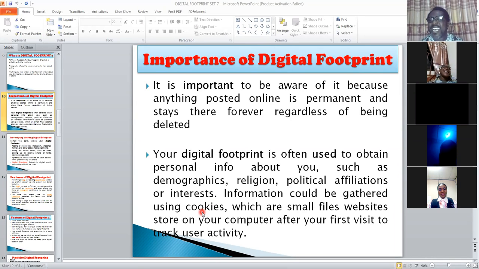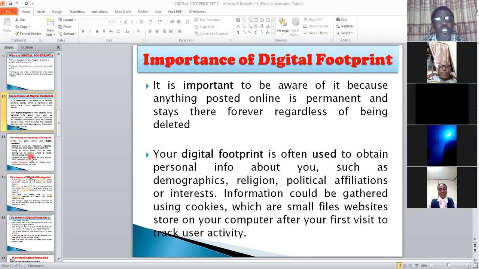That is why we are able to get you. That's why we are able to bring you together, because everything is brought as a unit. Information could be gathered using cookies, which are small files websites put on your computer after your first visit to track every activity of yours. Anything posted online is permanent.